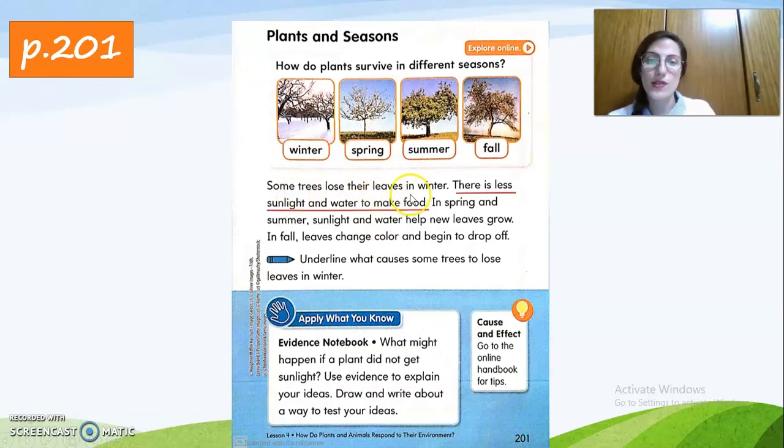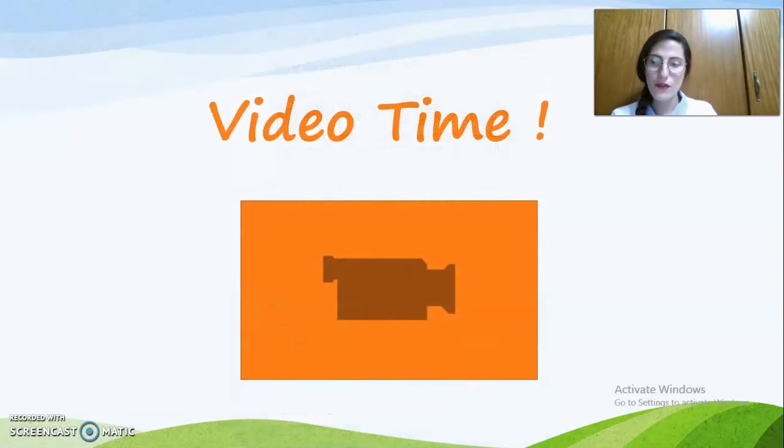Some trees lose their leaves in winter. There is less sunlight and water to make food. In spring and summer, sunlight and water help new leaves grow. In fall, leaves change color and begin to drop off. Are you guys ready? Let's move on. Video time.